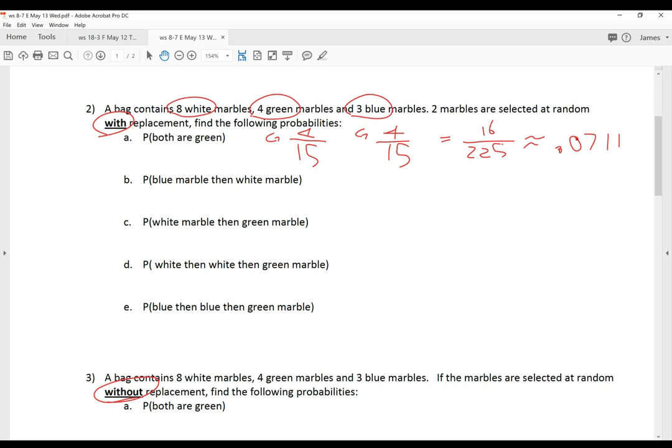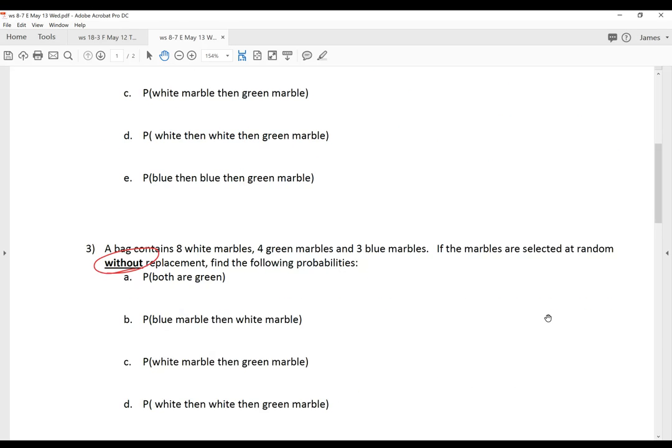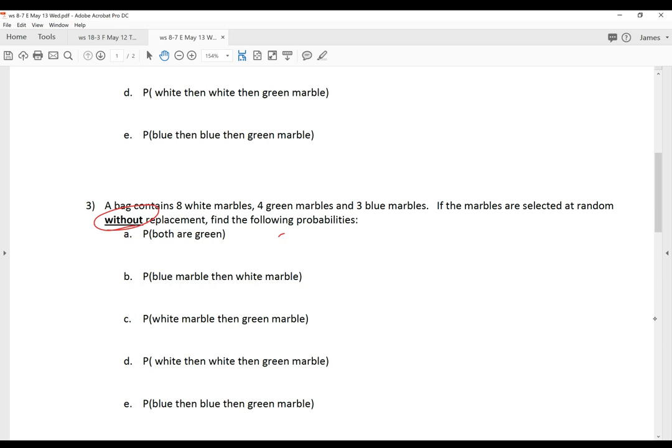Whereas number 3 is still talking about both green, but for the first green you have 4 out of 15. But the second time, well, you didn't put it back. You still have it in your hand, without replacement. Now you only have 14 total in the bag. You took one out and didn't put it back, so you have 14. You started with 4 greens, but you took one of the greens out. So how many greens are left? Now there are only 3 left. So it's a different number. It's 4 times 3. We're multiplying.